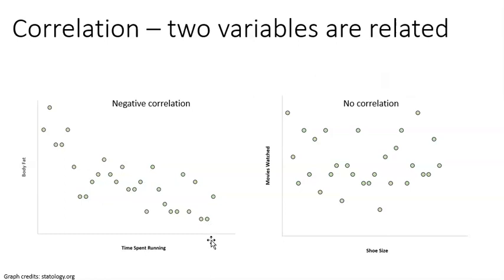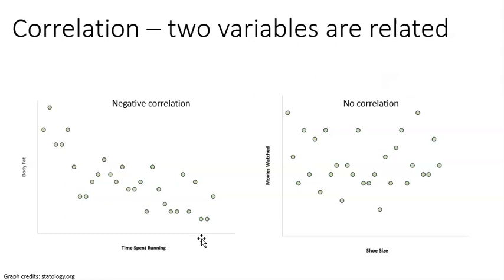Now if we go back to our first example where we said there was a negative correlation, can we say that the time that a person spends running actually has an effect? It causes the amount of body fat on that person. So running more causes a person to have less body fat? No, we absolutely cannot say that. Correlation does not equal causation.